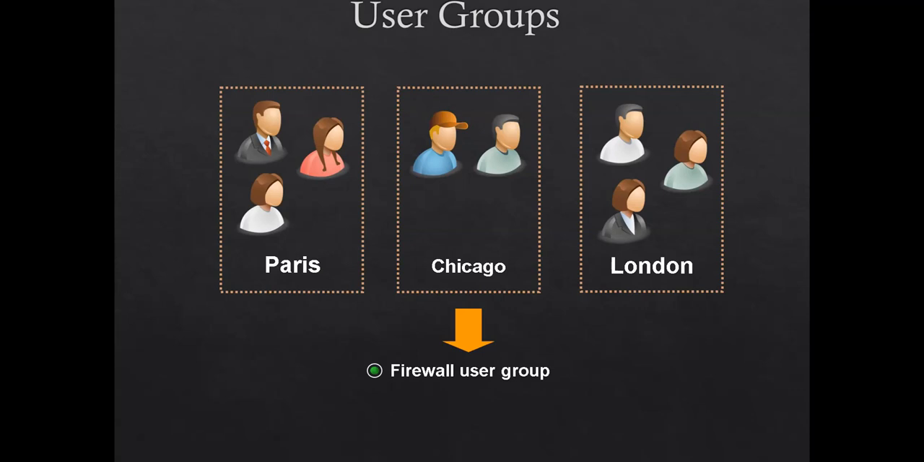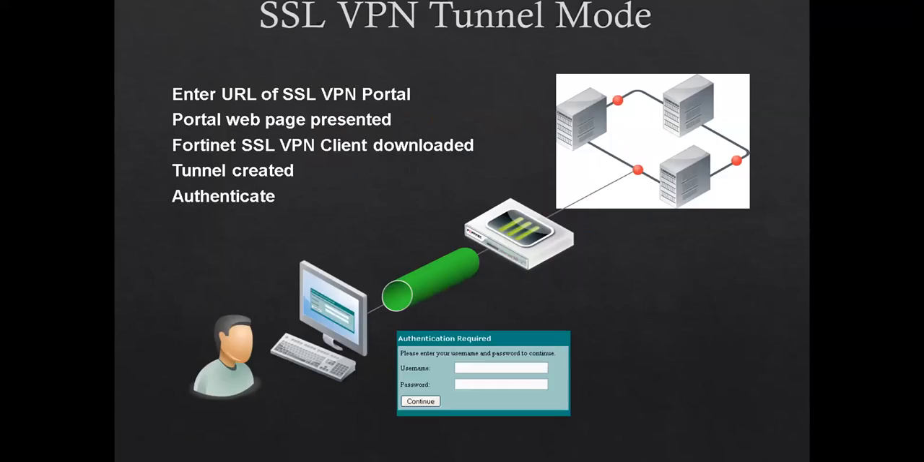Now as I said, the FortiGate firewall has the SSL VPN, right? This SSL VPN works in two modes. One is web mode and one is tunnel mode, right?